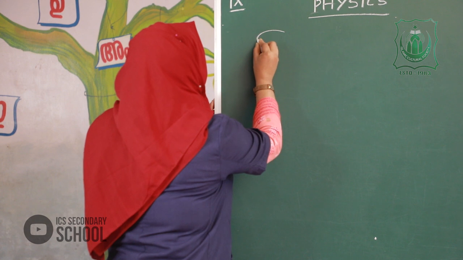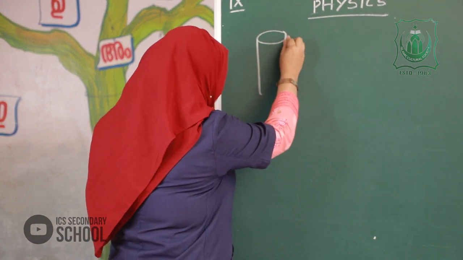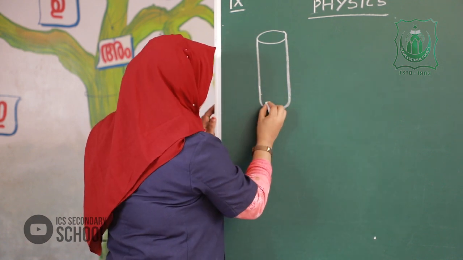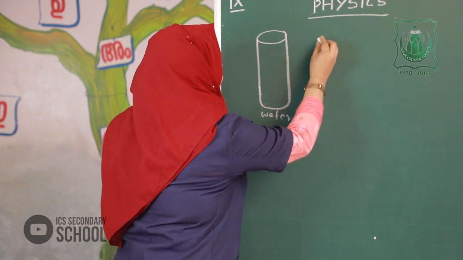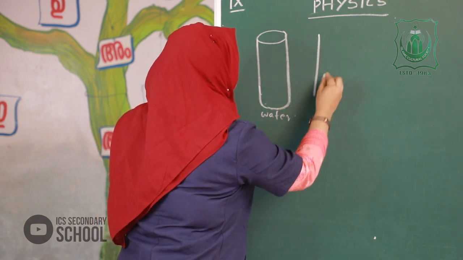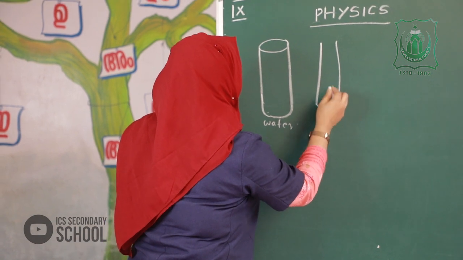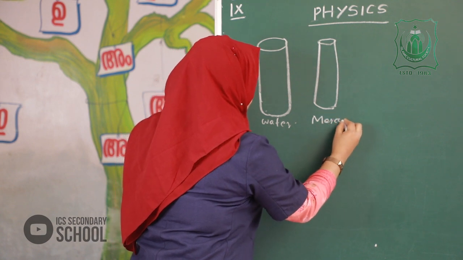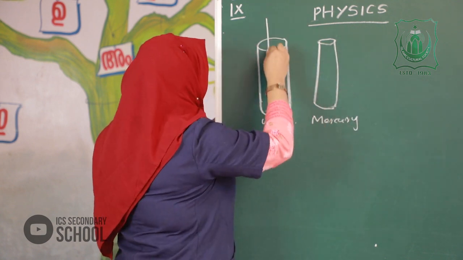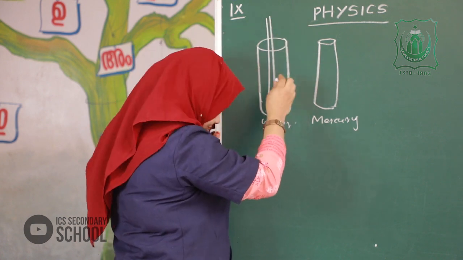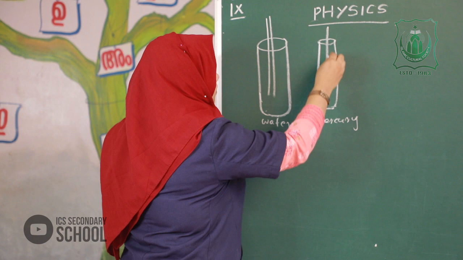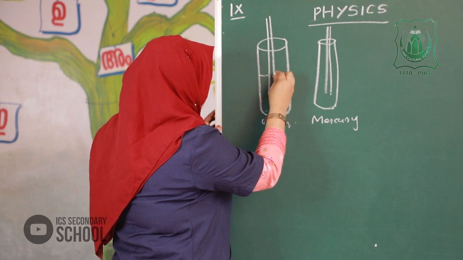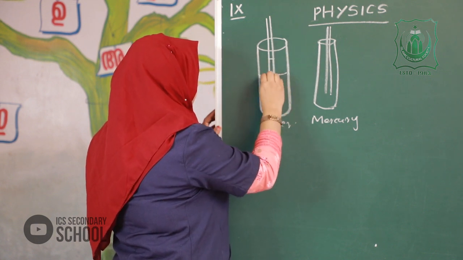I just draw. There are two boiling tubes. One water, the other what? The other mercury. When we put a capillary tube into this water and a capillary tube into this mercury, what do you observe?